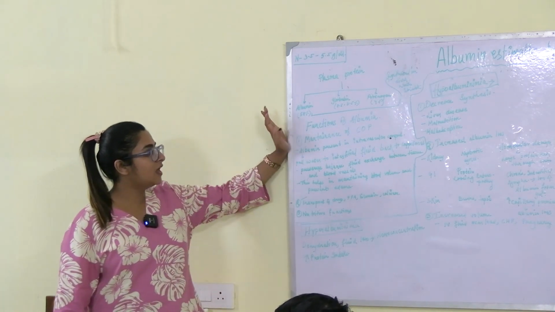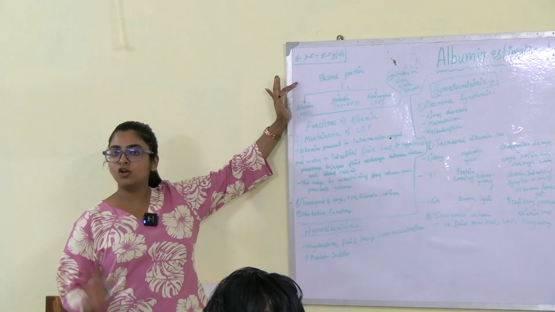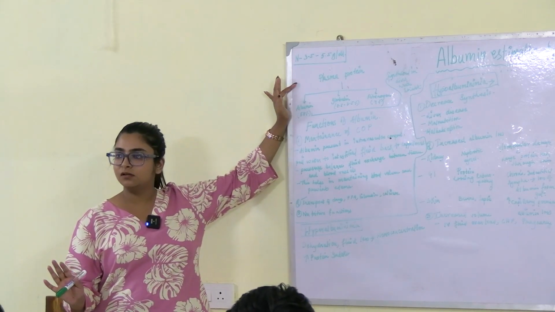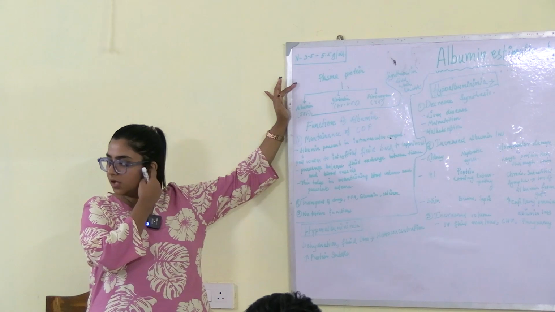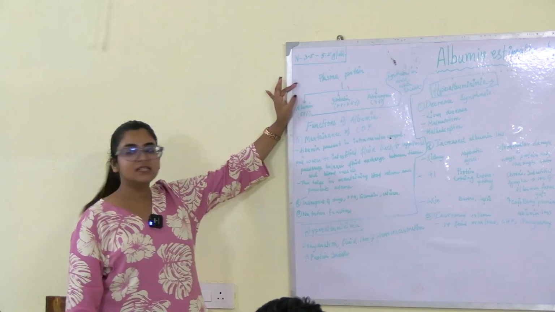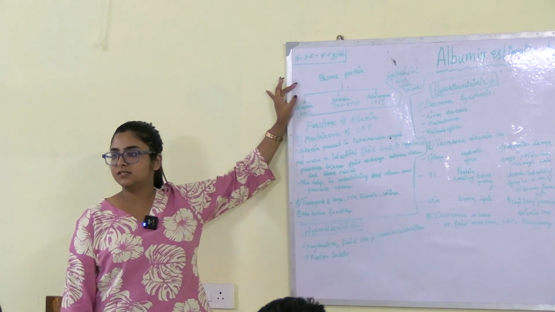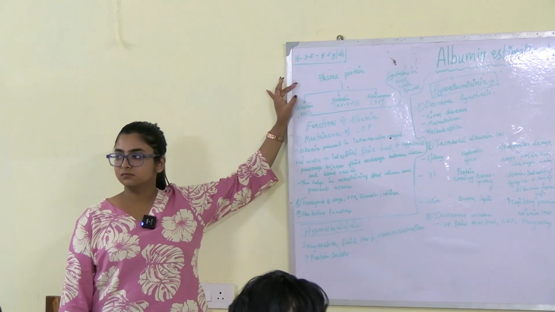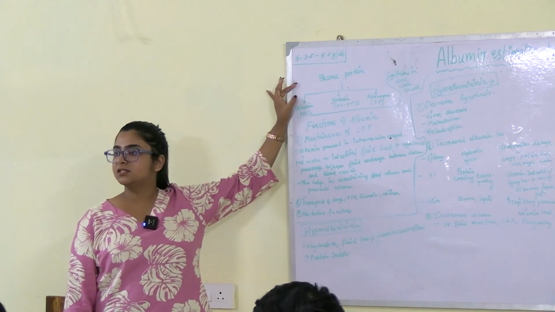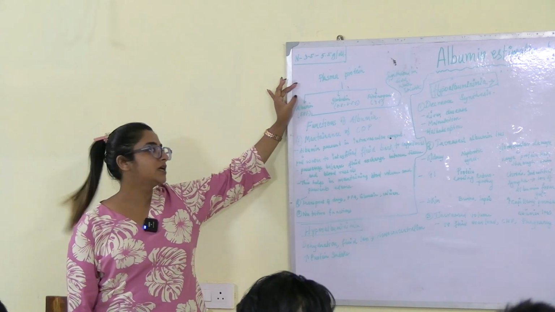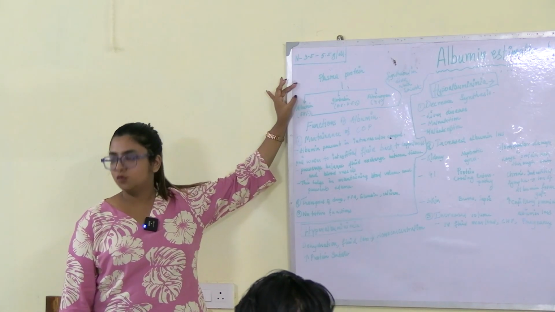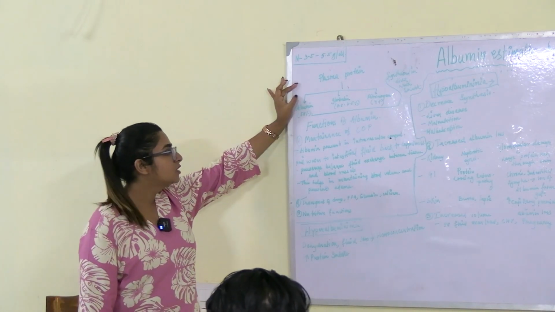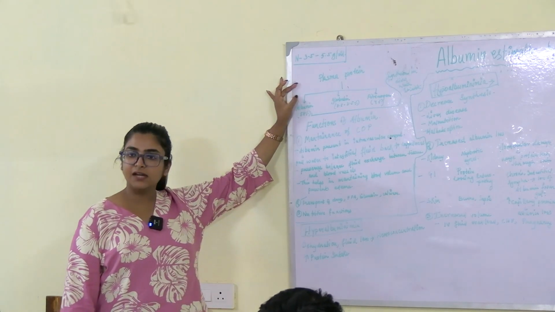So, functions of albumin. Now, plasma proteins are of 3 types. You all know it: fibrinogen, globulin, and albumin. Albumin, where is it synthesized in our body? Liver. Yes. Is albumin water soluble or insoluble? Soluble. So albumin is synthesized in the liver and it is water soluble.